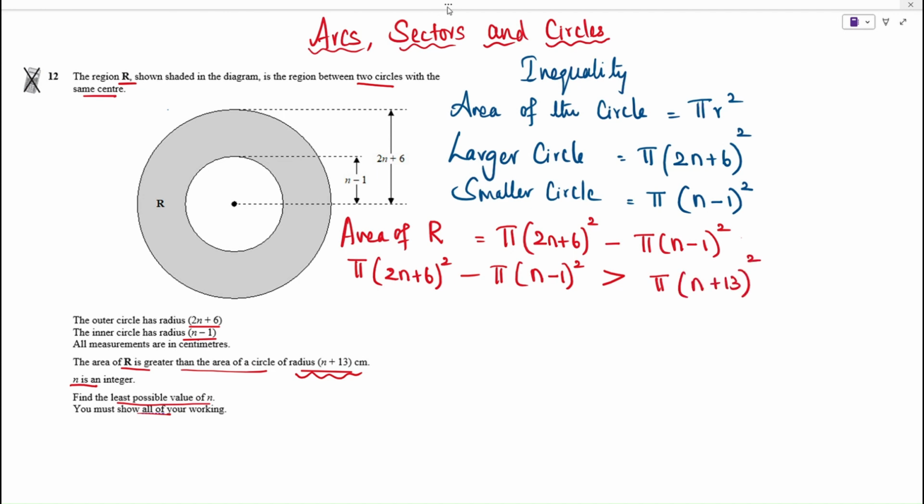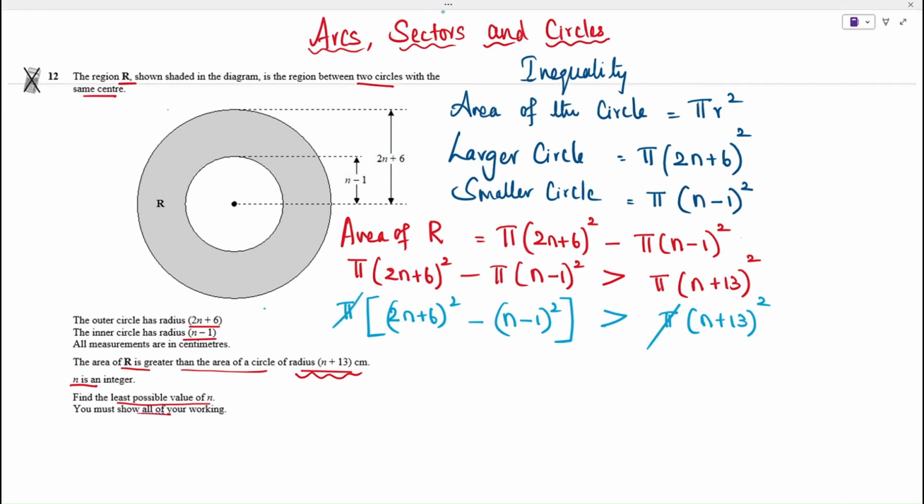Now on the left hand side, we can factorize out pi, and we can divide both sides by pi. So this can give us pi times 2n plus 6 the whole squared minus n minus 1 the whole squared, and this is greater than pi times n plus 13 the whole squared. So divide both sides by pi, and we're now left with 2n plus 6 the whole squared minus n minus 1 the whole squared is greater than n plus 13 the whole squared.